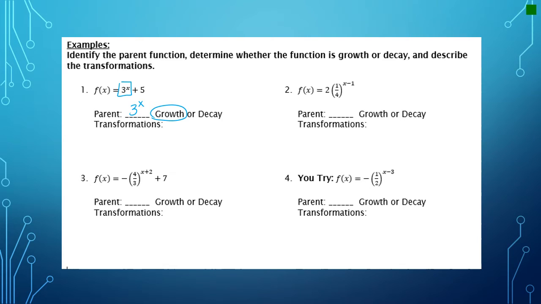And then the next thing we need to talk about are transformations. So the only thing that's happening here is this plus 5. This is a k number, so this graph is being shifted up 5.